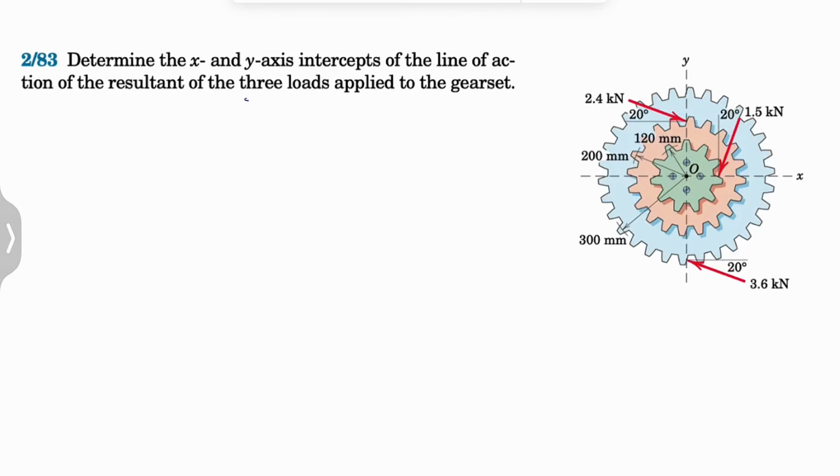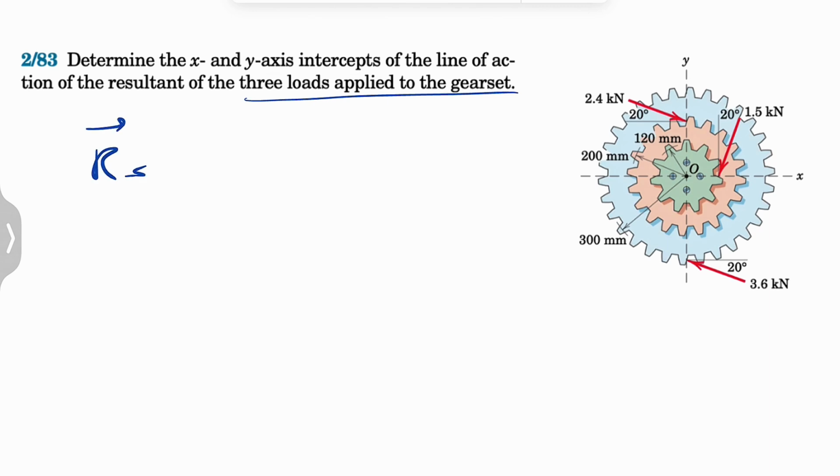Alright guys, welcome back. We're going to be solving question 83 from the second chapter of Engineering Mechanics by Meriam, and we need to determine the x and y axis intercept of the line of action of the resultant of these three loads applied to the gear set. As we can see, we have three different forces applied to this gear, and as always, for finding the resultant, we can go with the sum of all components.